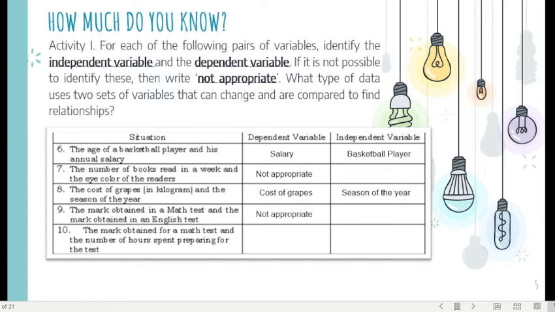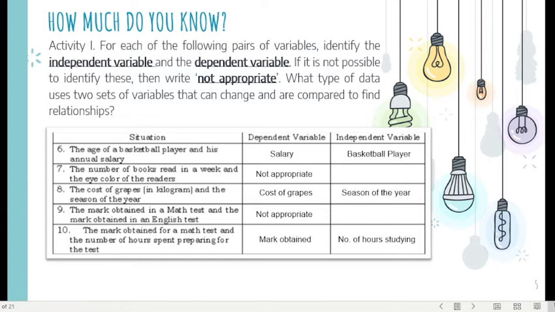Number 9, the answer is not appropriate. The mark obtained in a math test and the mark obtained in an English test, we cannot determine which is the dependent or independent variable. And for number 10, the mark obtained for a math test and the number of hours spent preparing for the test, so our dependent variable is the mark obtained, and the number of hours studying is our independent variable, or the number of hours spent preparing for the test.